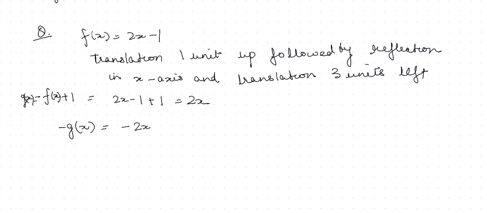And translation 3 units left. So this was suppose k of x. 3 units left means x plus 3. So this will become minus 2, and remember we only do it to x, so it will be x plus 3. So we have to follow the sequence which is given in the question.